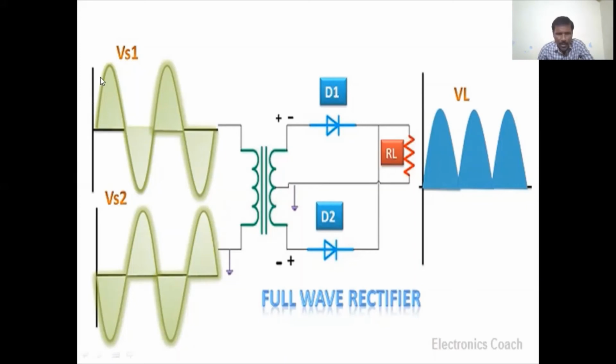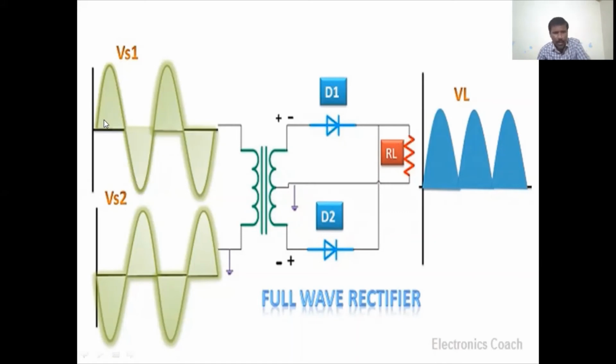When the positive half cycle enters diode D1, what happens here? The diode behaves as forward biased, and the positive cycle is collected. Next, when the negative half cycle enters diode D1, then it behaves as... so let us see.